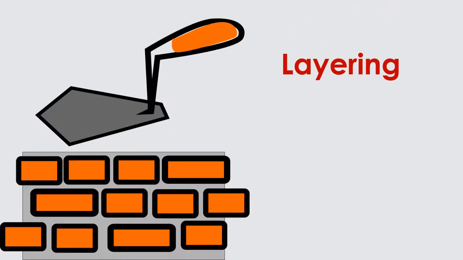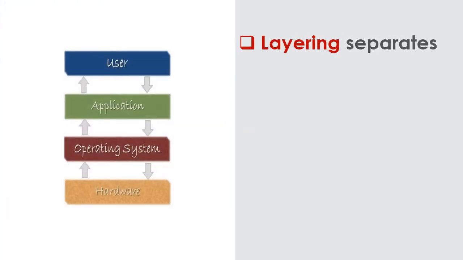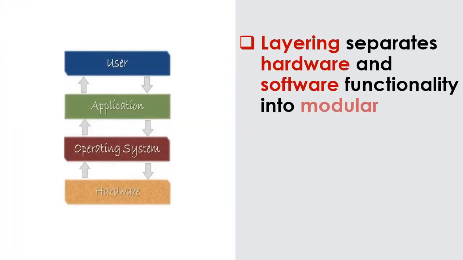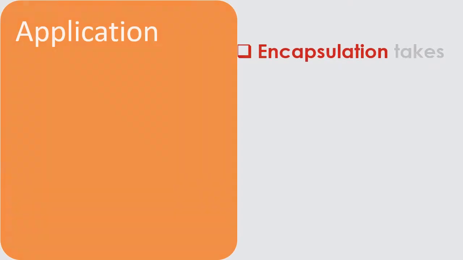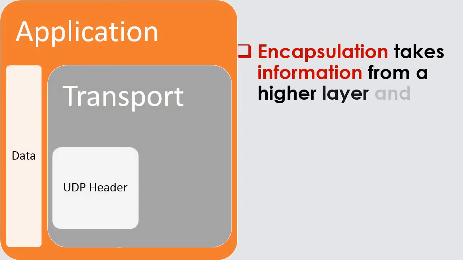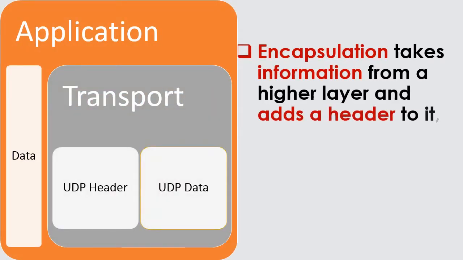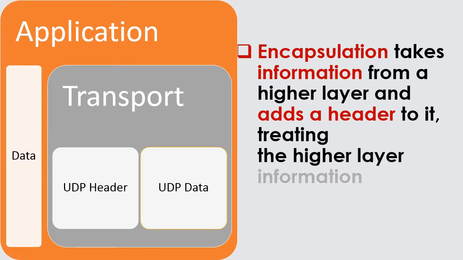Layering. Layering separates hardware and software functionality into modular tiers. Encapsulation. Encapsulation takes information from a higher layer and adds a header to it, treating the higher layer information as data.